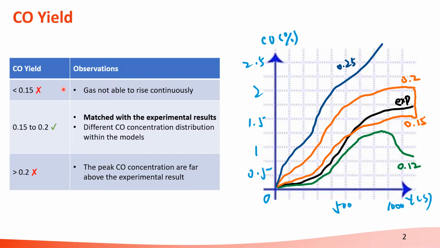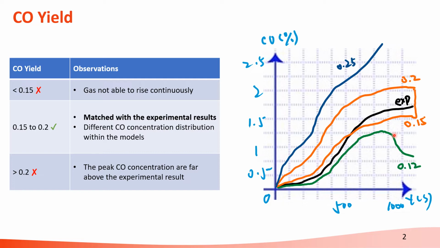So for the CO yield smaller than 0.15, just look at the green curve, 0.12. In the beginning, the trend and the shape of the curve match the experimental results, which is the black one. But in the later simulation, the 0.12 CO yield carbon monoxide concentration will drop.